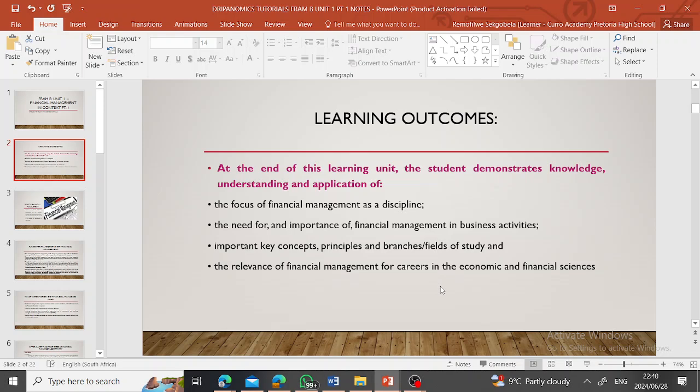Learning outcomes, right? At the end of this learning unit, the student must be able to demonstrate knowledge, understanding, and application of the following: the focus of financial management as a discipline, the need for and importance of financial management in business activities, important key concepts, principles, and branches of the study, and lastly, the relevance of financial management for careers in the economic and financial sciences, right?